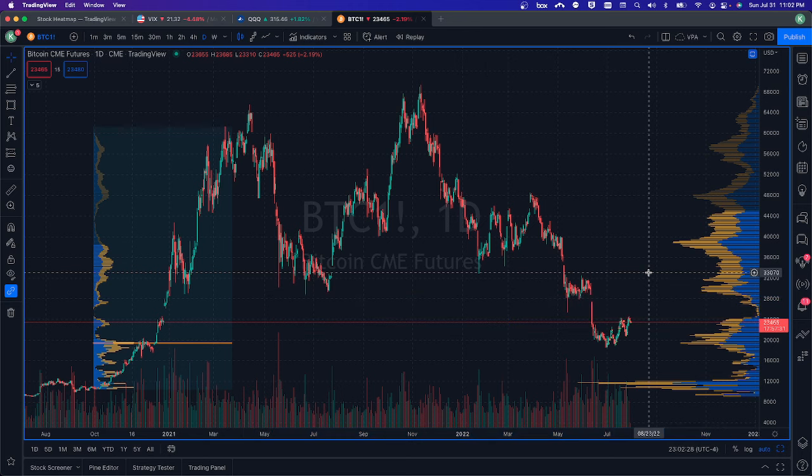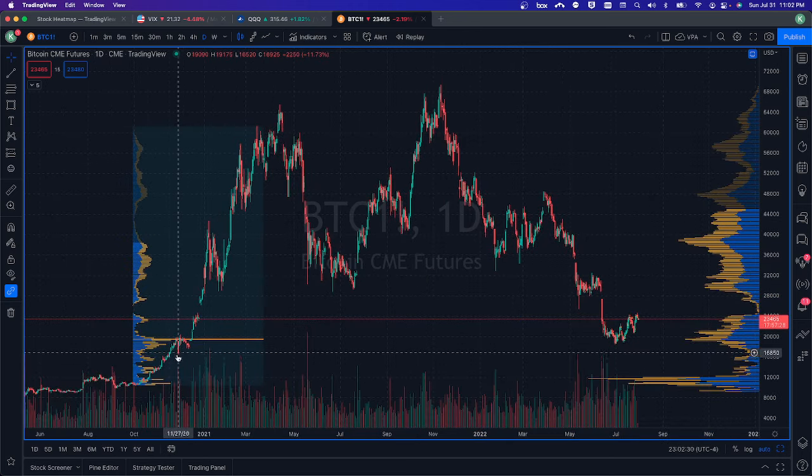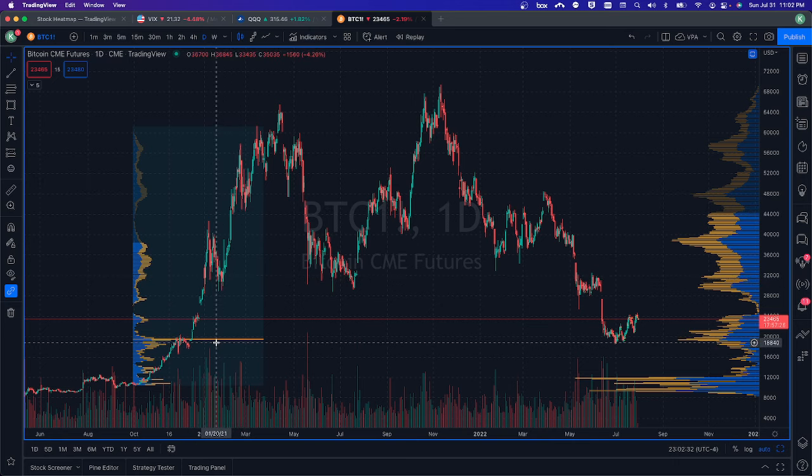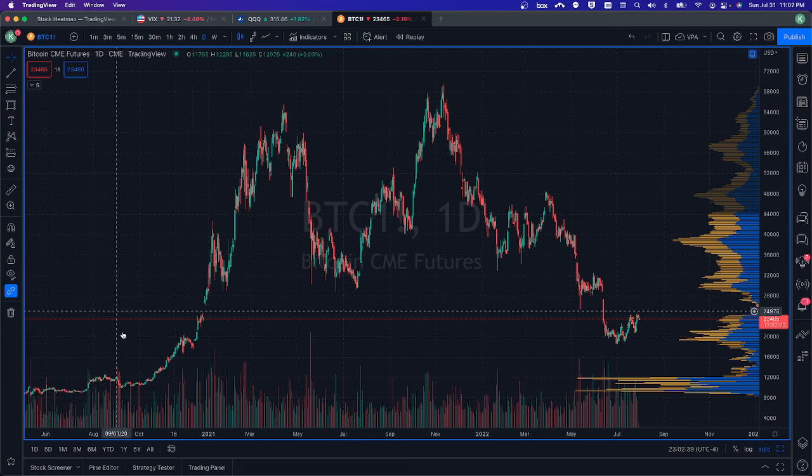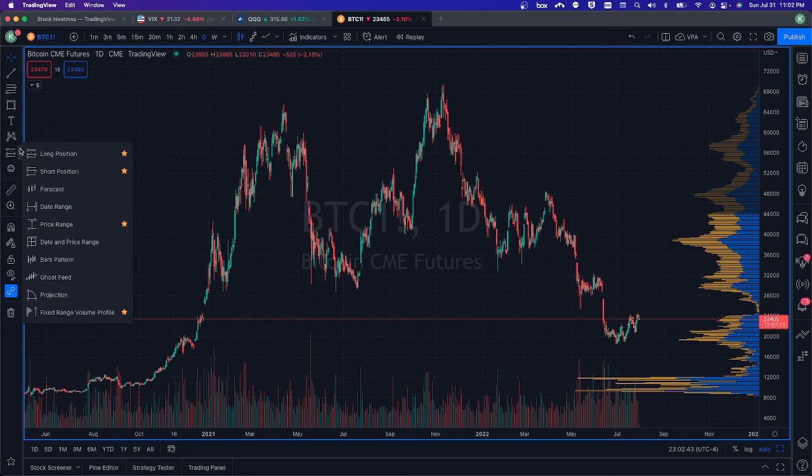But before all of that even formed, when we had this strong uptrend, it's oftentimes a good idea to measure where liquidity was injected during these strong impulsive moves, during these strong uptrends. And one way you can do that is you can go to fixed range volume profile.